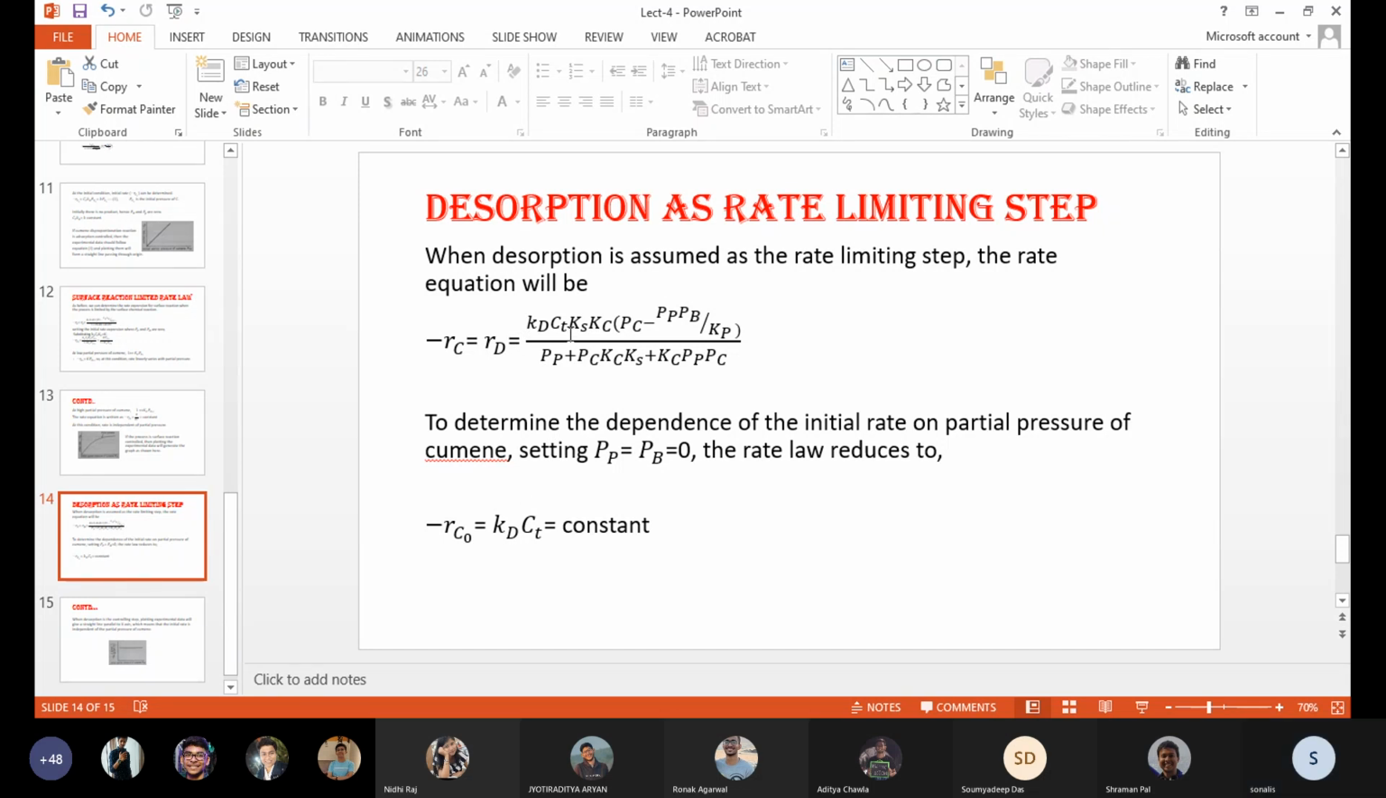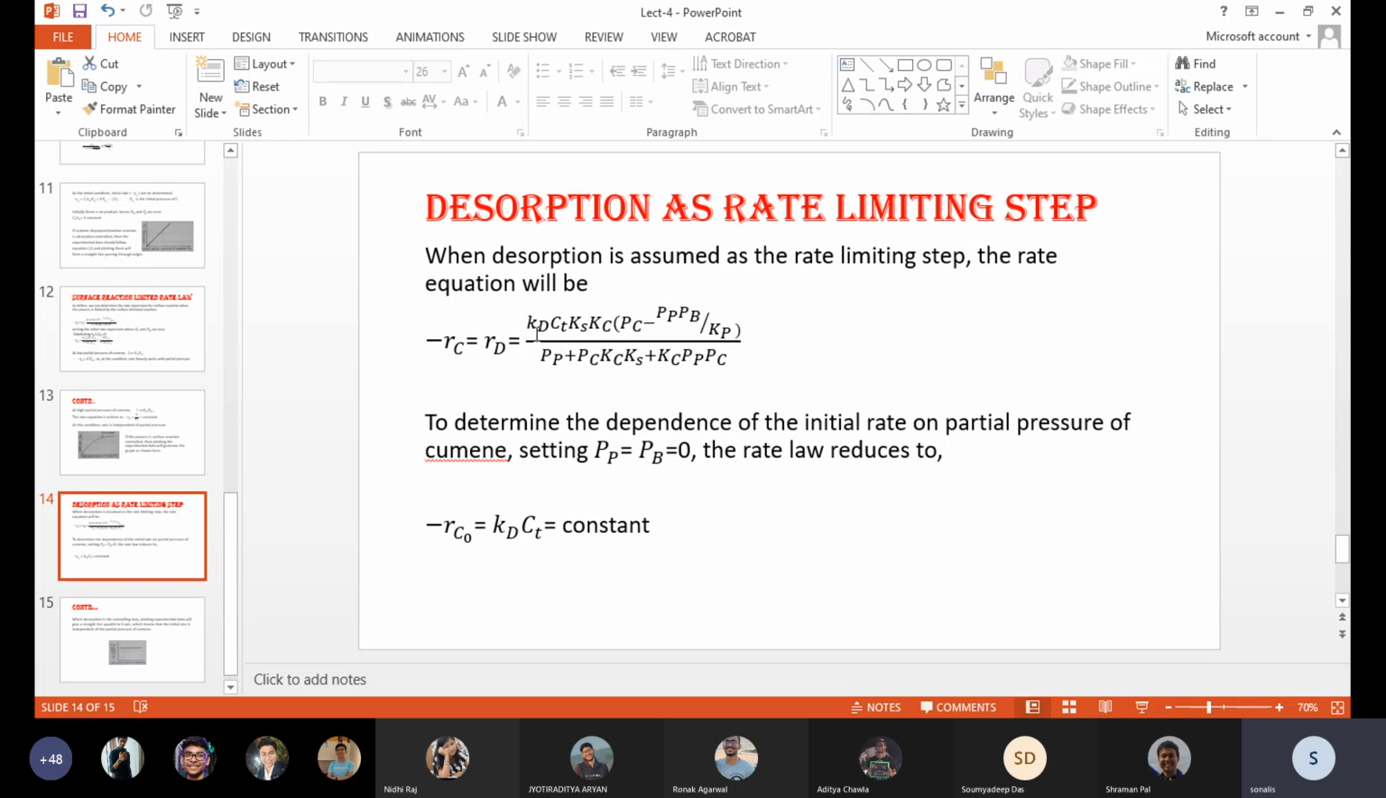Look here, Pp, Pb, these are 0. So this whole quantity is 0. We are getting on the numerator Kd, Ct, Ks, Kc, Pc0 divided by Pp0. This will be Pc0, Kc, Ks. And this is 0 because Pp is 0.